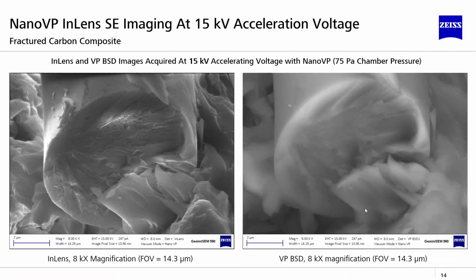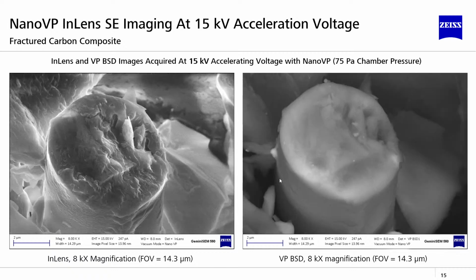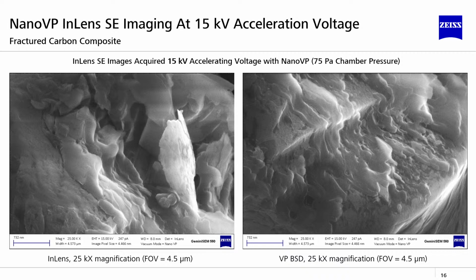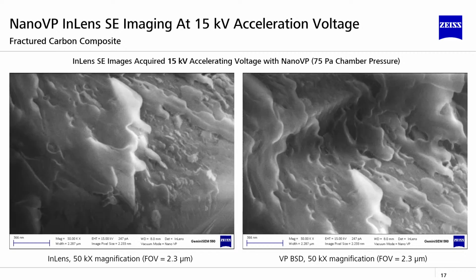And in the NanoVP mode, these are the images that I took as we went along today, at 15 kV. These are InLens and the backscatter. So the InLens is on the left and backscatter is on the right. Again, InLens on the left, backscatter on the right there. And these are the higher mag images, where we had fields of view in the neighborhood of around 4.5 microns. And then this one was down around a 2.3 micron field of view.